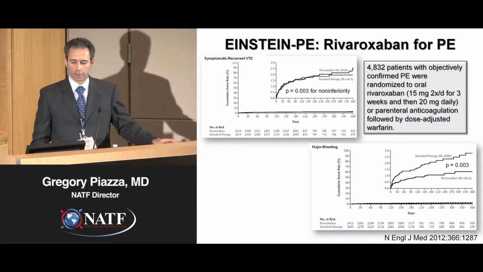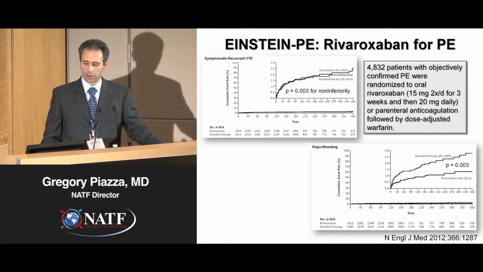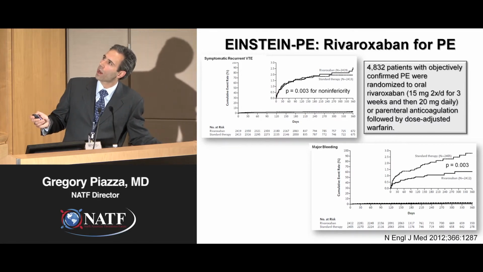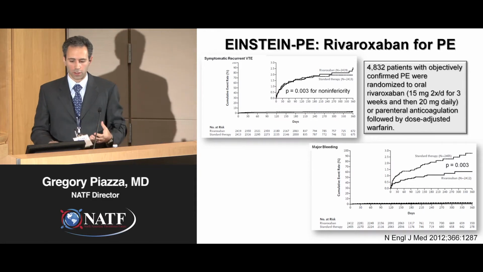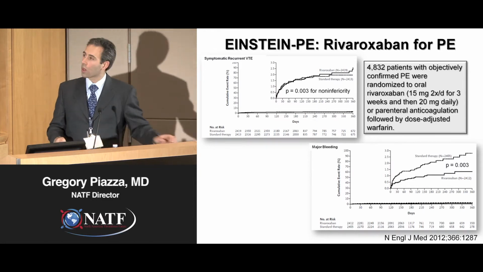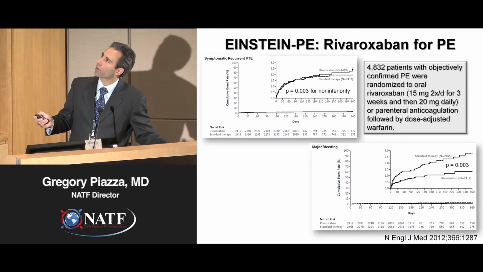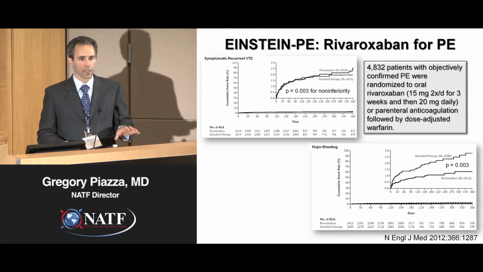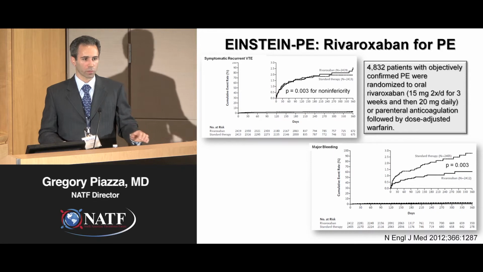Bigger study was the EINSTEIN PE study, almost 5,000 patients. Once again, we see that rivaroxaban was non-inferior to the combination of enoxaparin and warfarin. But very importantly, what we found was rivaroxaban was associated with a lower risk of major bleeding. So we're having our cake and eating it too. We are just as effective as warfarin, but with a lower risk of bleeding.